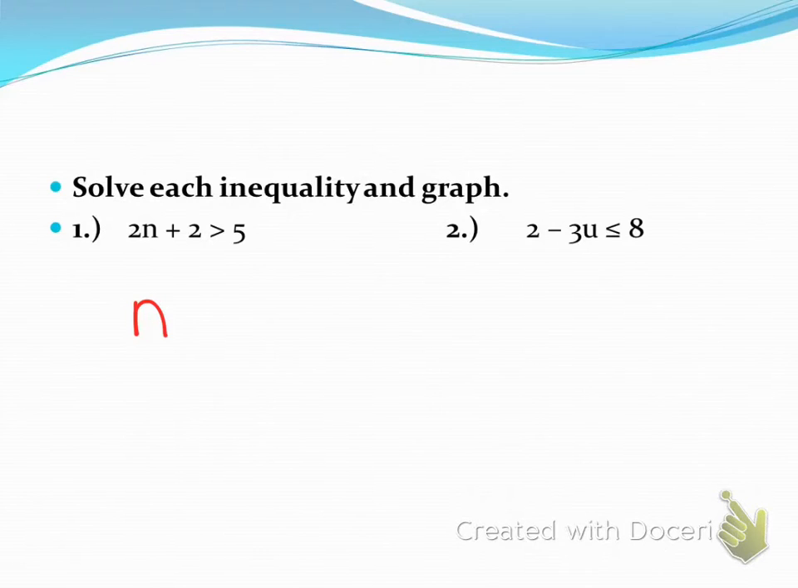So who would like to volunteer to tell me what they got for their inequality on number 1? Natalie. N is greater than 1.5. I would agree with that. Your other option was n is greater than 3 over 2. If you left it as a fraction, that's fine. Now if you have questions about how to graph that, come ask me before class tomorrow, after class today, and we will discuss it. But for right now, all I want is what you got for your inequality.